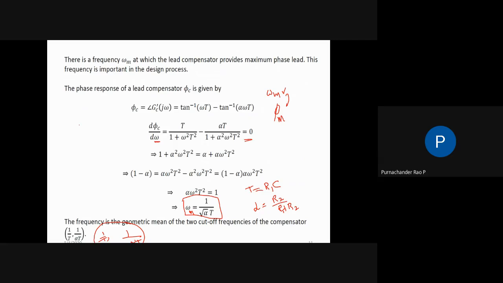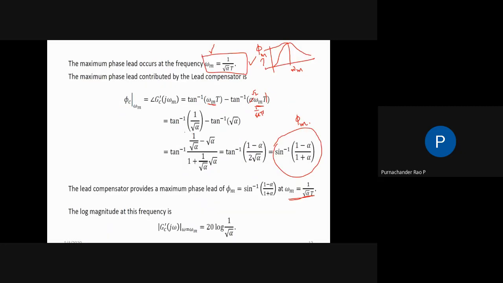To do this, I take the phase angle equation, differentiate it with respect to omega, and equate it to 0. You get the frequency of maximum phase angle as 1 by root of alpha into t. From this, you get the phase angle of sine inverse of (1 minus alpha) by (1 plus alpha). Also, the log magnitude at this frequency is given by 20 log of 1 by root alpha.